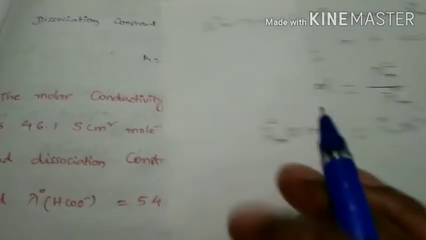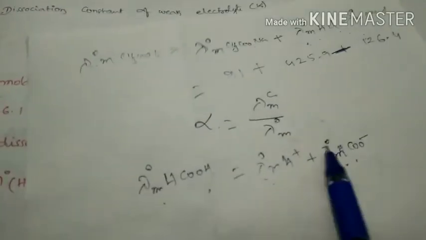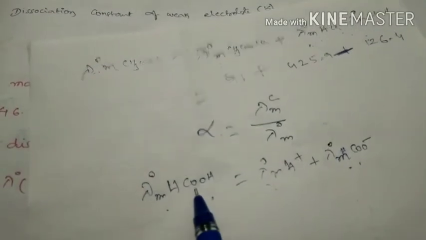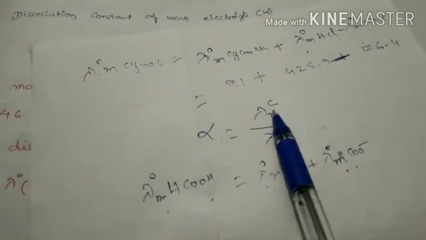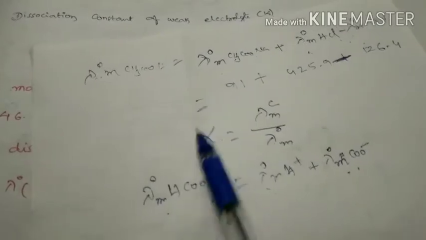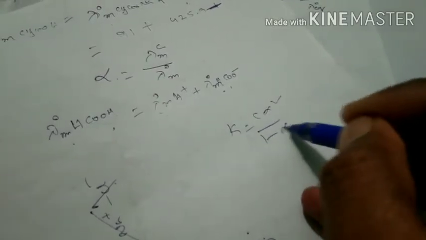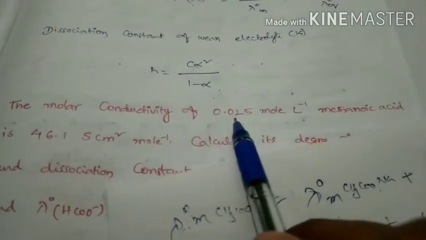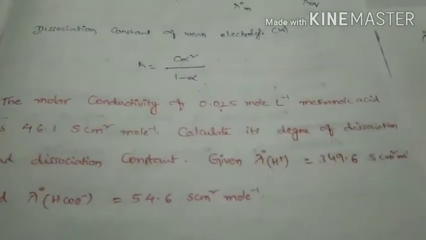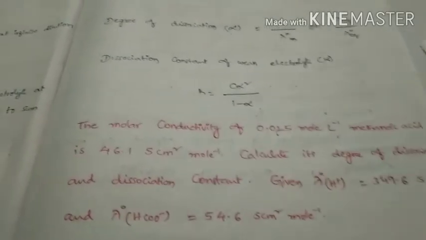Already these values are given. If you substitute these two values in this expression, then you get lambda naught m HCOOH. Already this value is given in the question itself. So if you substitute those two values, you get alpha value. After finding alpha value, you can get the value of K. K equal to C alpha square by 1 minus alpha. Already C is given. If you substitute all these values, you will get the total value. So like that, we have to calculate the problems based on this concept.